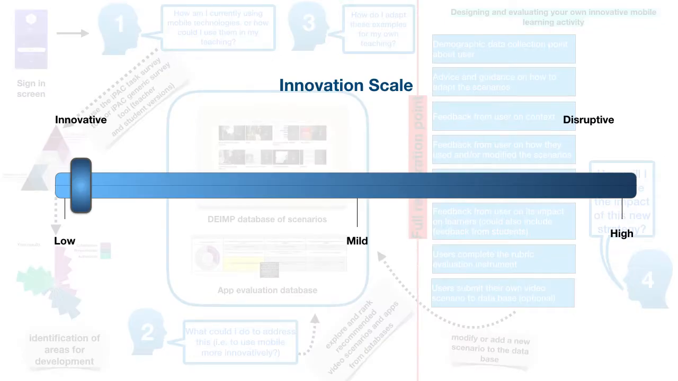Now, just to give you an idea of how I see some of the elements within the database itself, this is an example of an innovation scale. And it would allow users to rank the particular activity they've watched according to scales such as how innovative it is. This is just an idea, it's not fixed in stone or anything, but we might want to get an idea from users about the extent to which they think a particular scenario is innovative or disruptive.